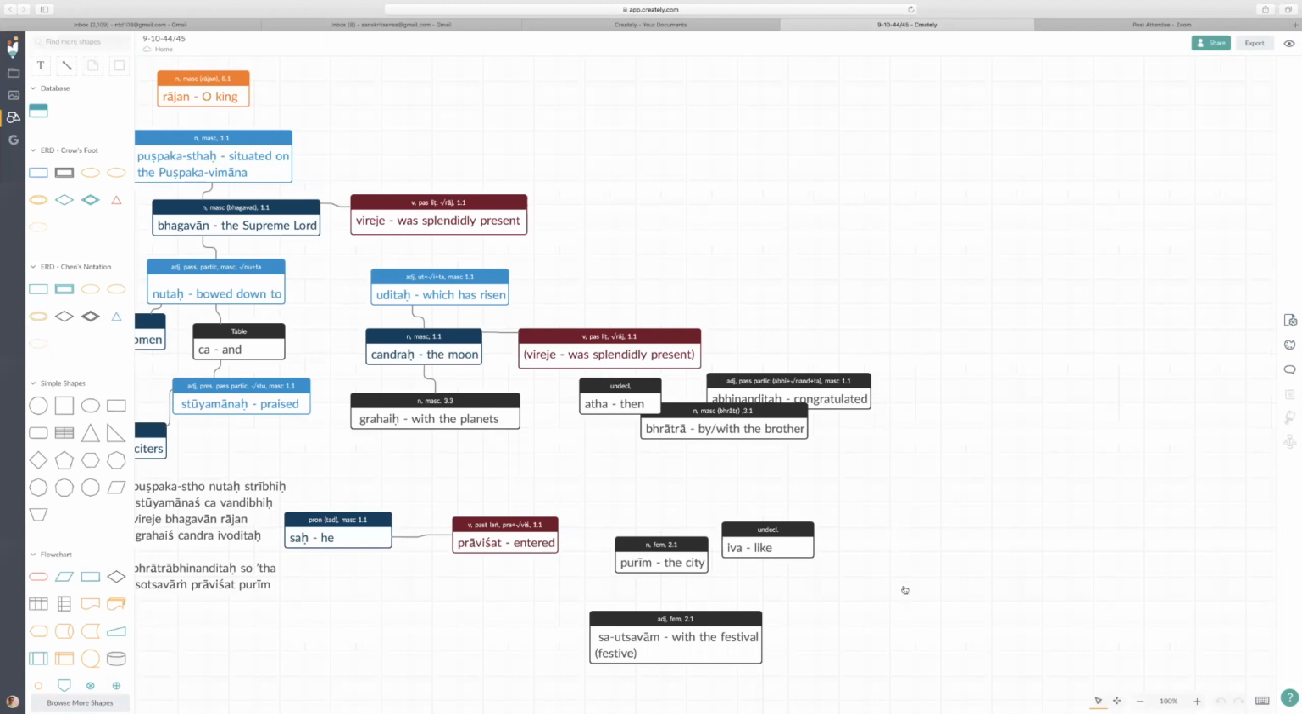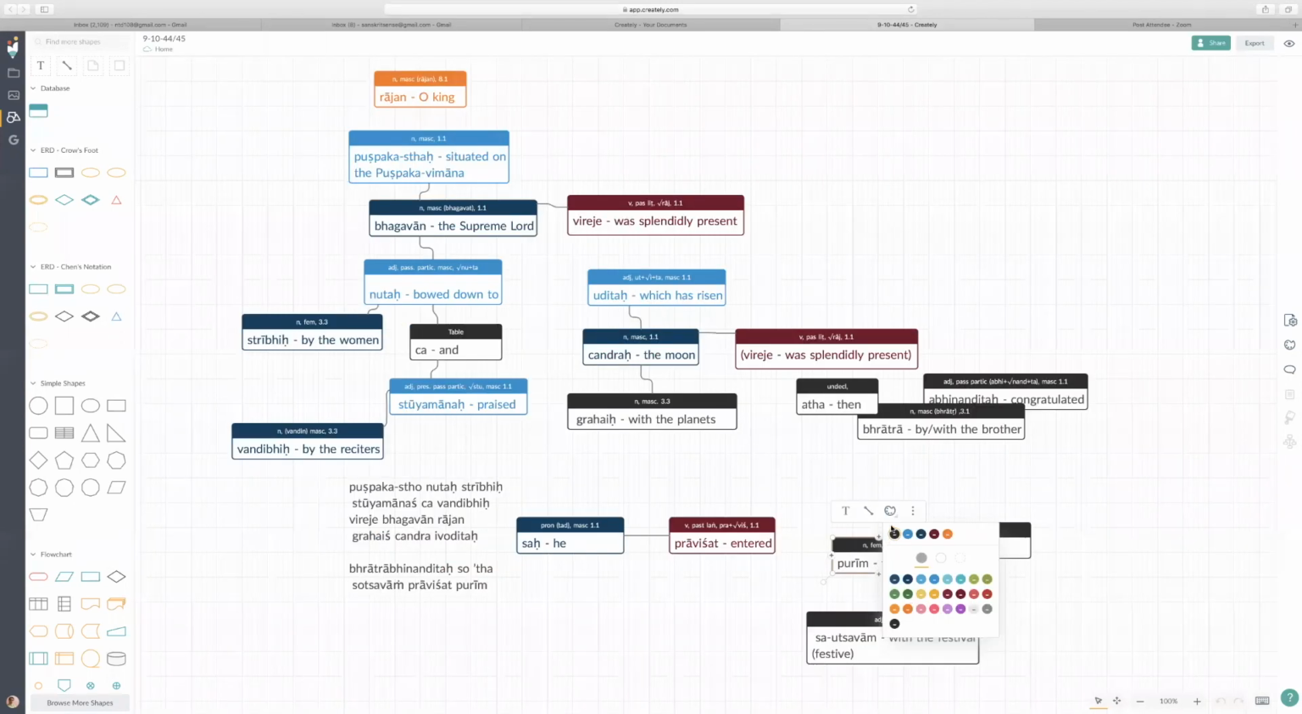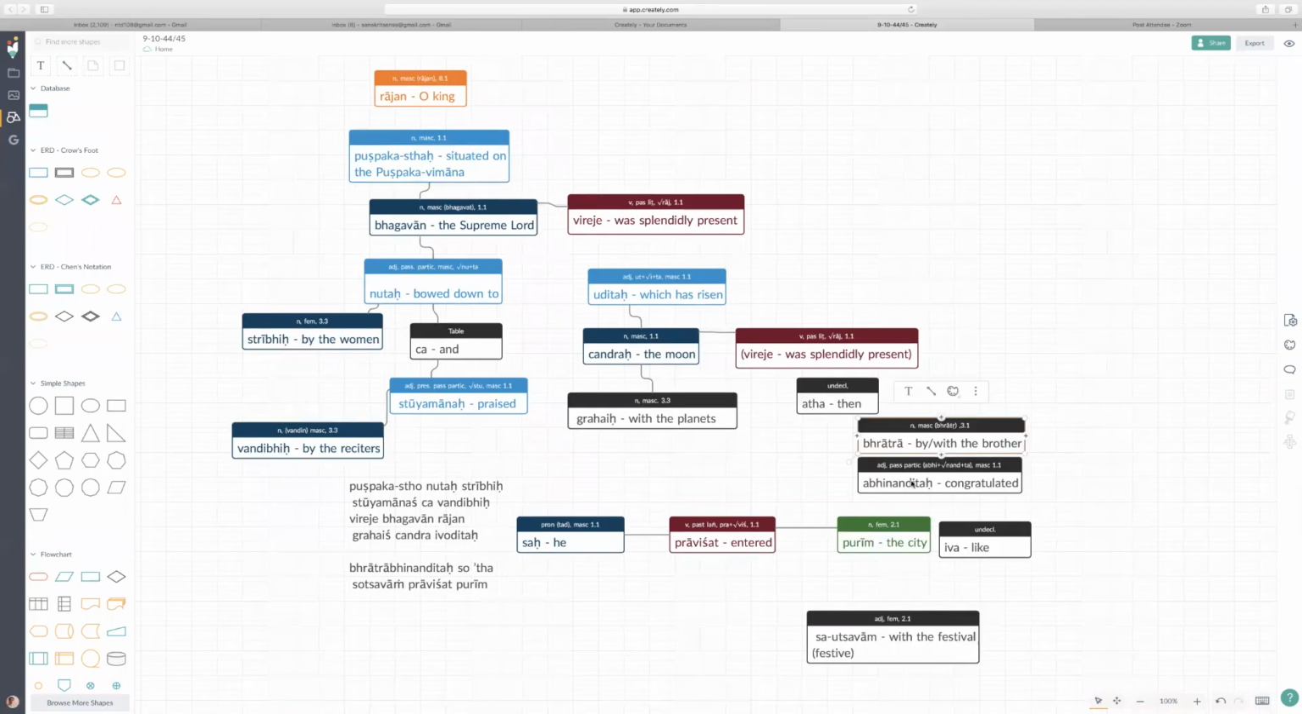The city is the object. He entered the city. Next, other words: Bratra Abhinanditaha. So where do we connect Bratra and Abhinanditaha? Welcomed by his brother. Yes, congratulated by. These two are connected, definitely. But where do we connect them into the main sentence? Saha Pravishat Purim.